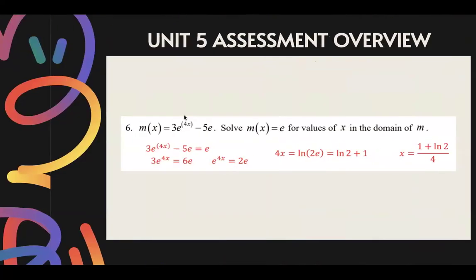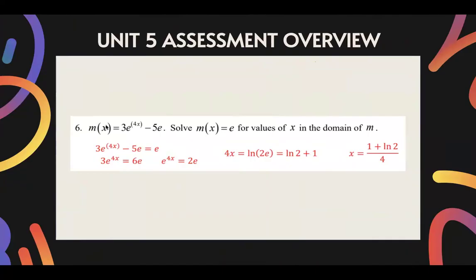Unfortunately, my trackpad's not working, so I'm just going to walk you through. Again, we're replacing m of x with e. From here, we're adding 5e to both sides. We get 6e. We're now dividing by 3 because we're trying to isolate this e to the 4x. We end up with e to the 4x equals 2e, right? And then from there, we convert it to a logarithmic function because we're stuck. We can't access this x unless we invert it. So we're basically saying log base e of 2e equals 4x.